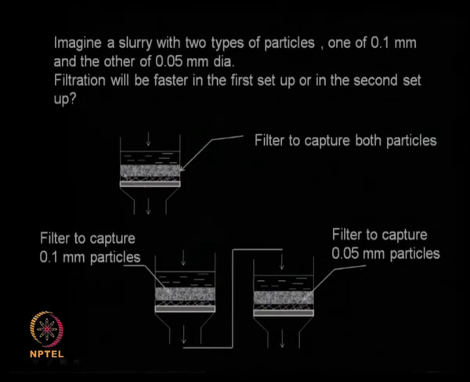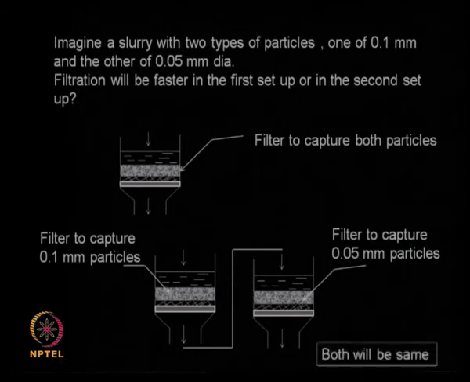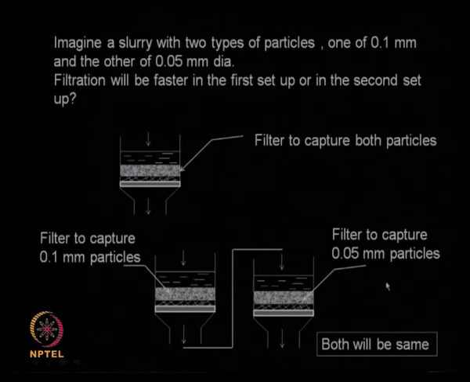So here we have only one filtration setup and you are capturing both 0.1 mm and 0.05 mm, whereas here we have a coarse filter which captures 0.1 mm and then a fine filter which captures the remaining 0.05 mm. So will the filtration be faster here or will the filtration be faster here? Both will be the same, there will not be any difference.